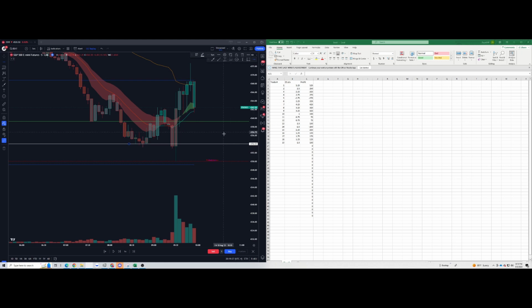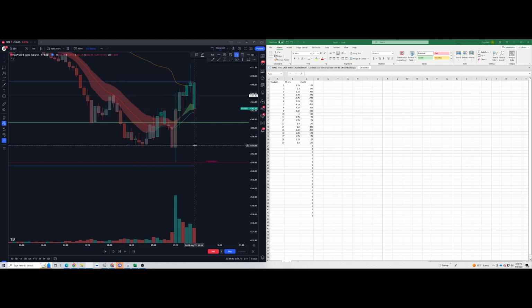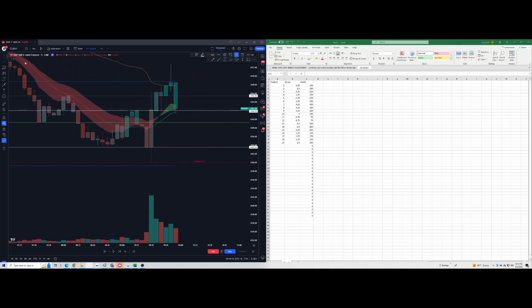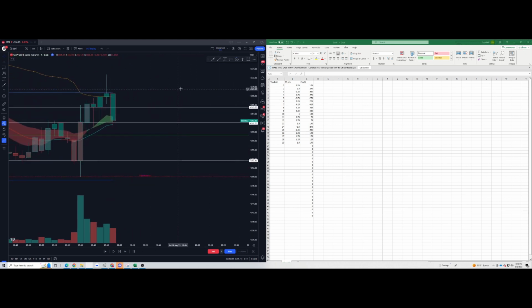Let's draw some significant levels. Let me adjust this one a little bit. Same with this one. Okay. Alright, that's good. Those are our key supports and resistances there.